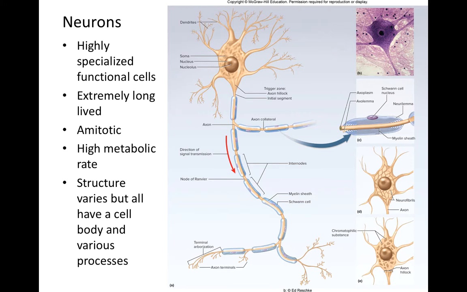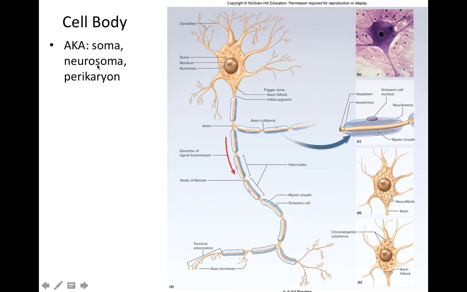We do have structures that are different depending on what type of neuron we're looking at. However, there are going to be some similarities among them in that they're all going to have a cell body and they're going to have processes coming off of the cell body. Okay. So let's take a look at the cell body here.